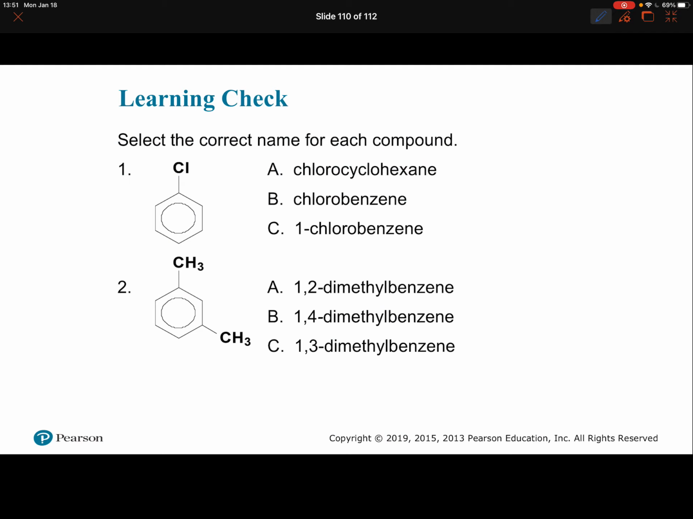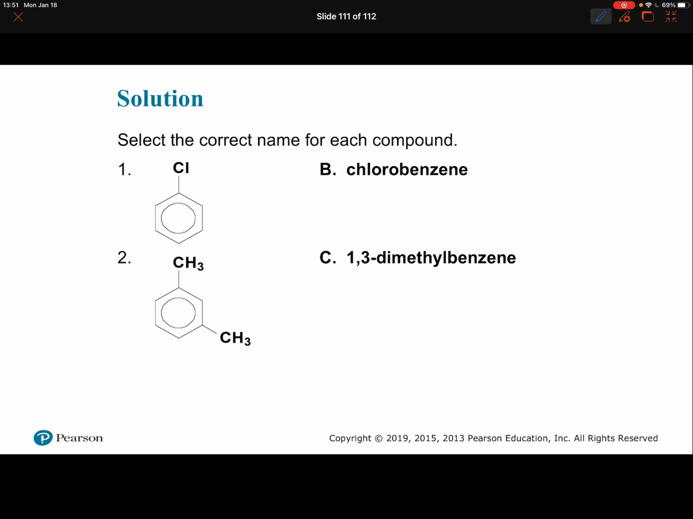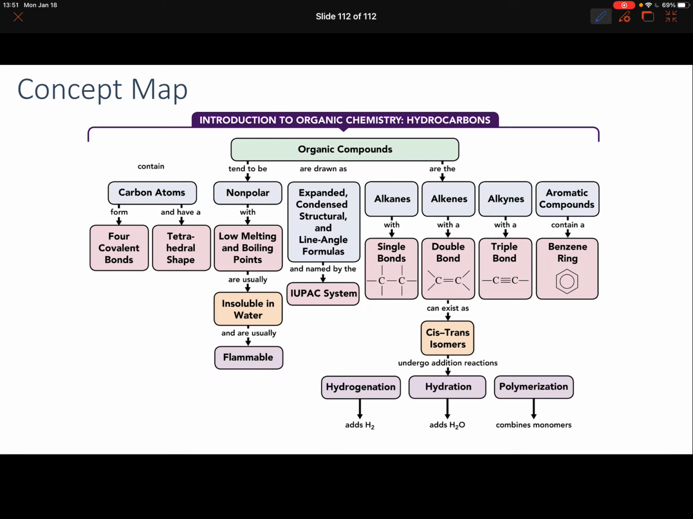All right, last but not least, let's take a look at some of these compounds here. So you give it a shot. Try to guess what the correct names are here. Hopefully you came up with those right answers. And that brings us to the end of the chapter. So good luck with this one.